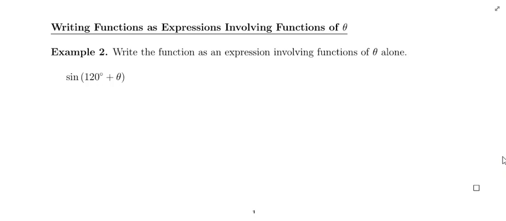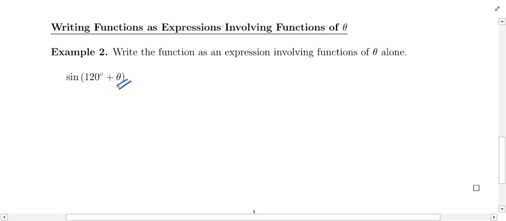Example 2, write the function as an expression involving functions of theta alone. And an expression just means you're working with something that doesn't have an equal sign, so there's nothing to solve for. Our expression is the sine of the quantity 120 degrees plus theta. What these directions mean if you translate them, we want to rewrite this as an equivalent expression, but the only argument can be theta. We don't want to see the 120 degrees anymore. If you're taking the sine or even the cosine or the tangent or whatever trig function is involved, the argument has to be just theta. Can't be more complicated than that.